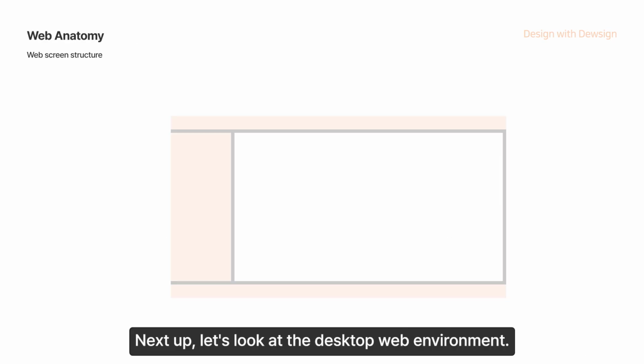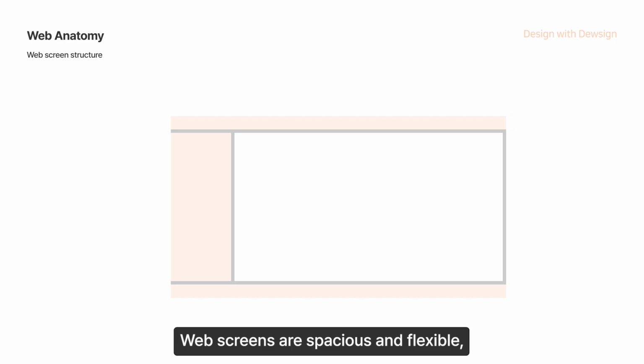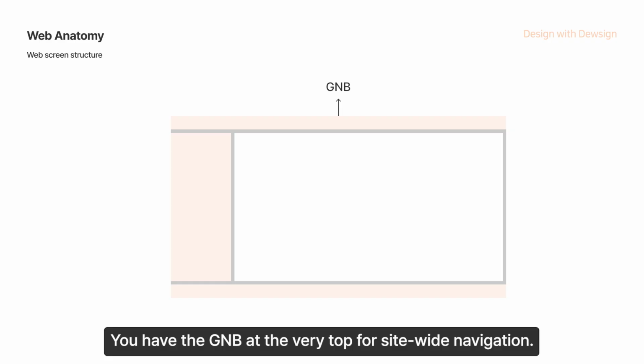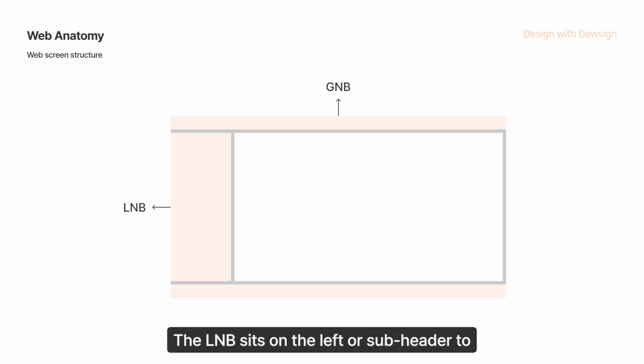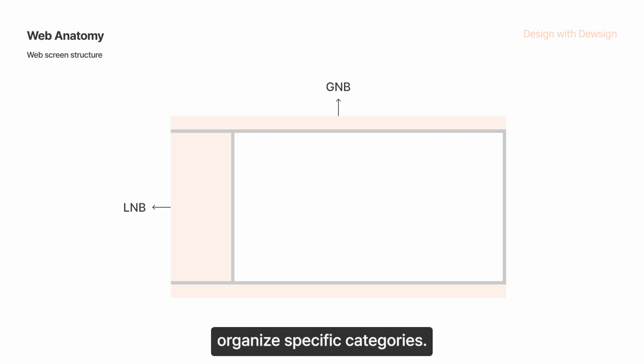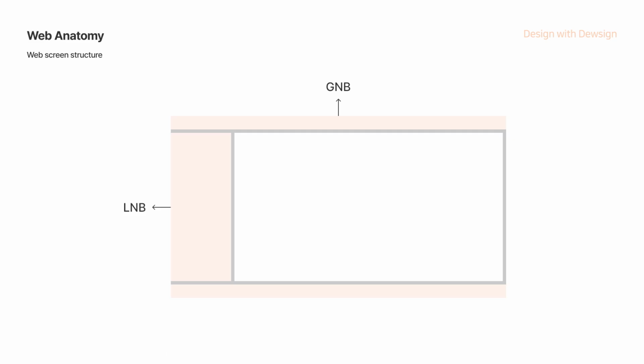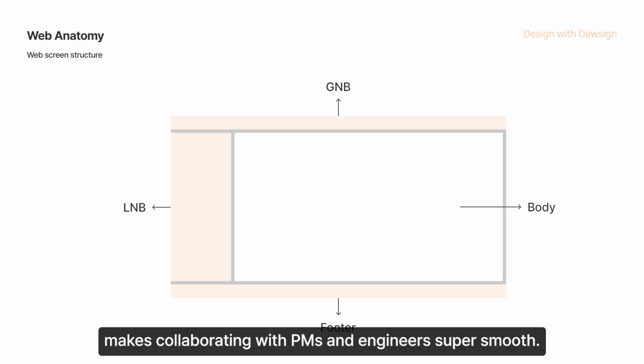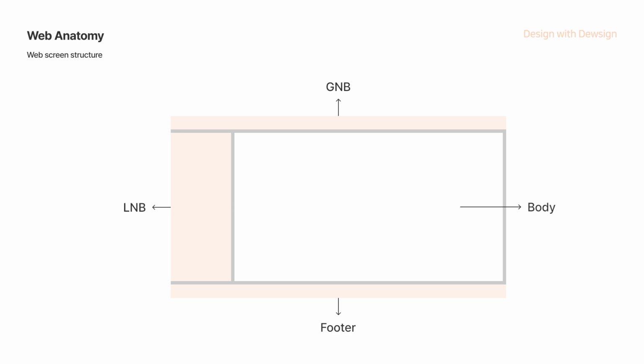Next up, let's look at the desktop web environment. Web screens are spacious and flexible, but they follow globally recognized standard structures. You have the GNB at the very top for site-wide navigation. The LNB sits on the left or subheader to organize specific categories. Then comes the main content area where your core information lives, followed by the footer at the bottom. Using standard terms like GNB and LNB makes collaborating with PMs and engineers super smooth.